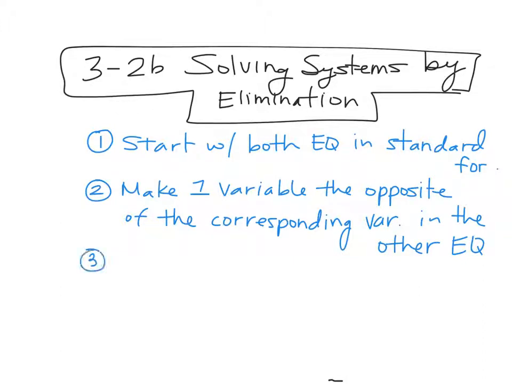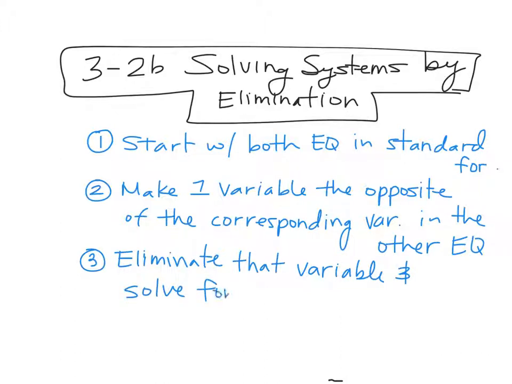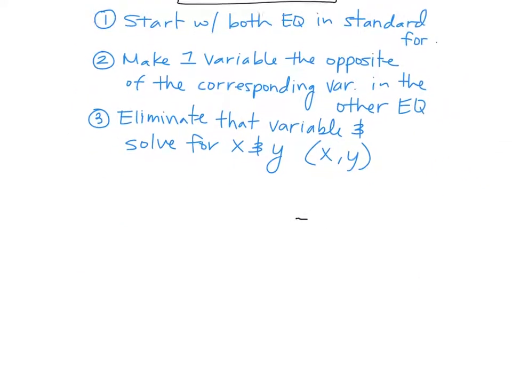And then step 3 is to eliminate that variable. So we're trying to get rid of one of our variables. Eliminate that variable and solve for x and y, or whatever your coordinates are, okay? You'll end up, again, with a point x, y. Okay, so those are your 3 steps. If you follow those 3 steps, you will be in very good shape for the setup of this, okay?